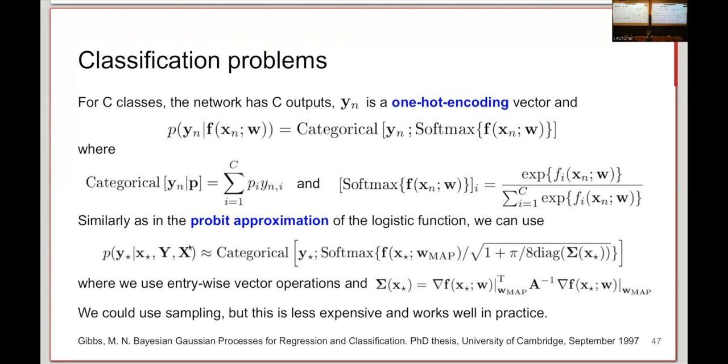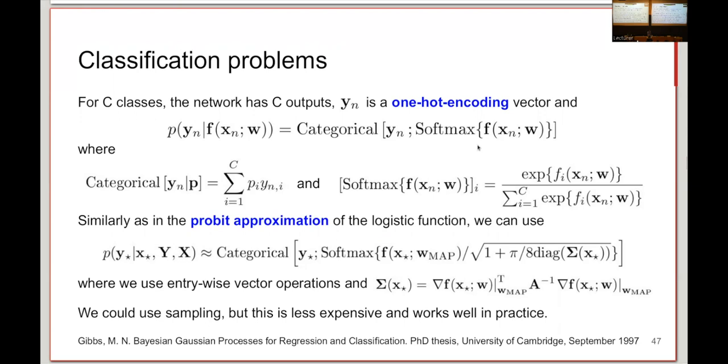You could have more than binary classification. You could have more than two categories. And then you have to have a softmax likelihood instead of logistic. And things become a bit more complicated, but you can actually apply the same methods. So you could have this categorical probability for the outputs, given the output of the neural network with some softmax probabilities.